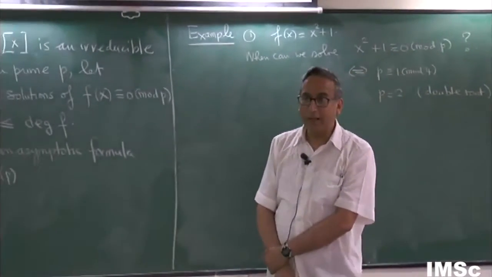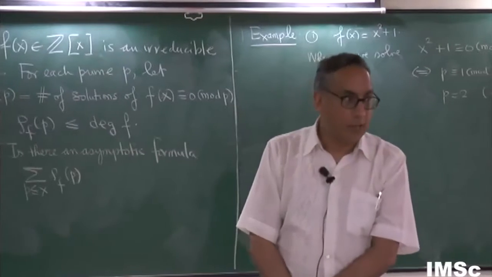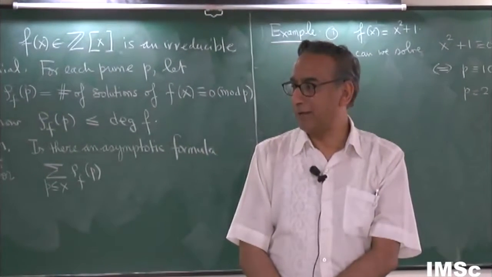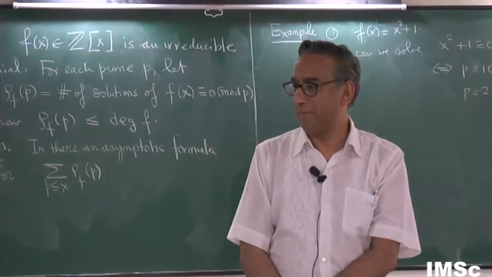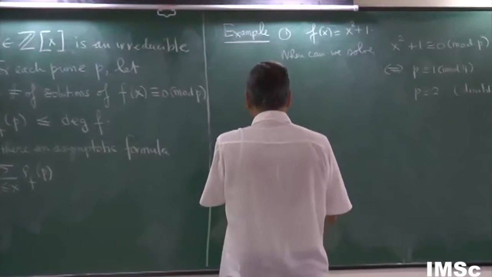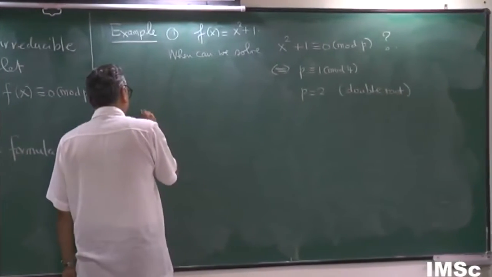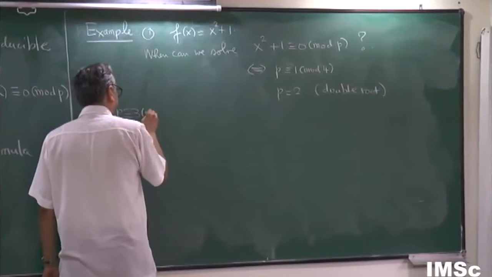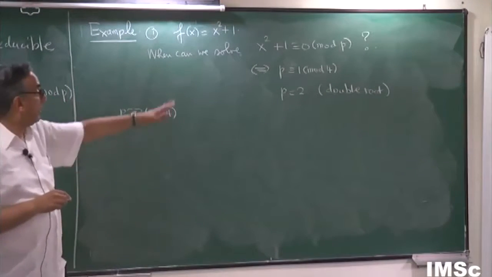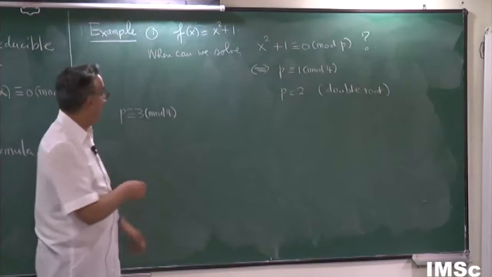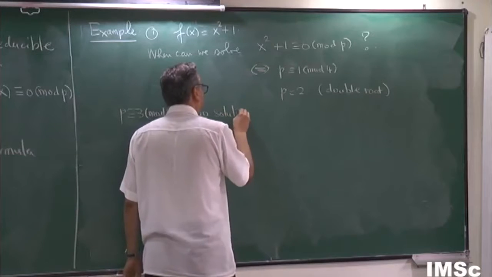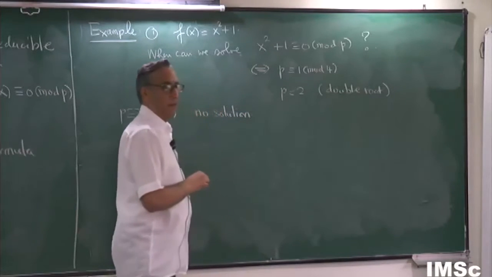Using what? Yeah, but why do you want to go that far? I want to do it with bare hands. First, let's try to show that if p is congruent to 3 mod 4, according to this answer, there's no solution. So let's try and show no solution. How do we do that?